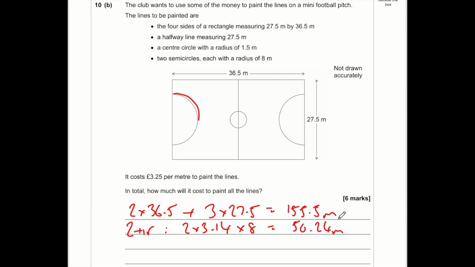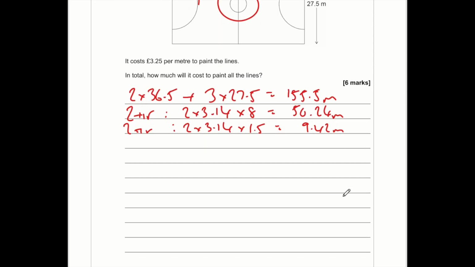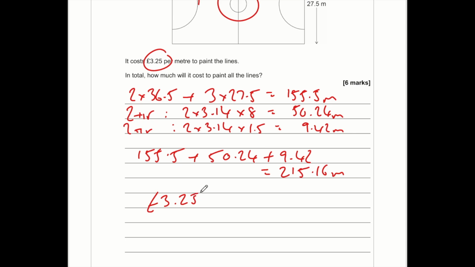50.24. And then I've got another 2 pi r here, so that's 2 times 3.14 times a radius of 1.5, and that comes to 9.42. So the total distance of all the lines is 155.5 plus 50.24 plus 9.42, and that comes to 215.16 metres. Multiply that by £3.25 per metre, so £3.25 times 215.16, and that comes to a total of £699.27.